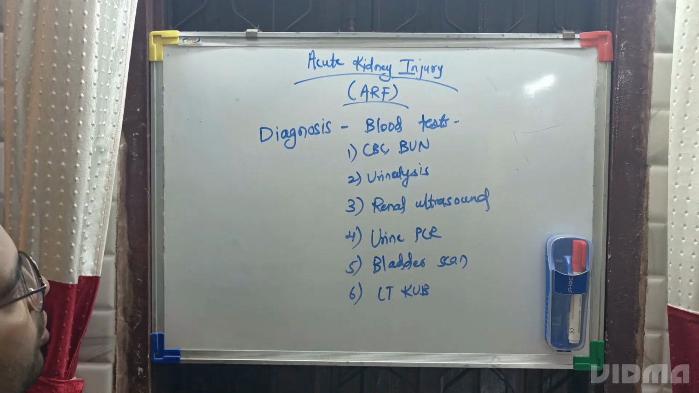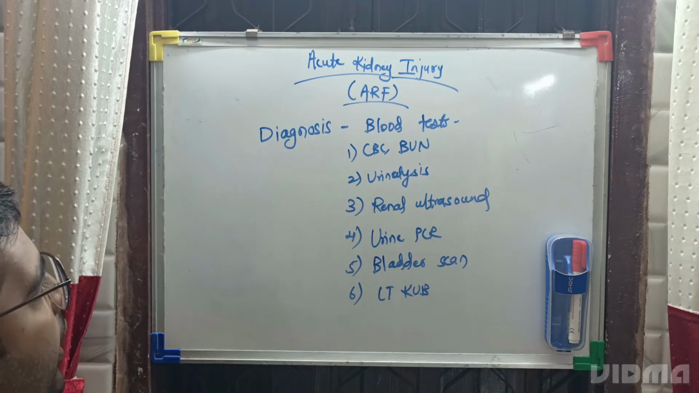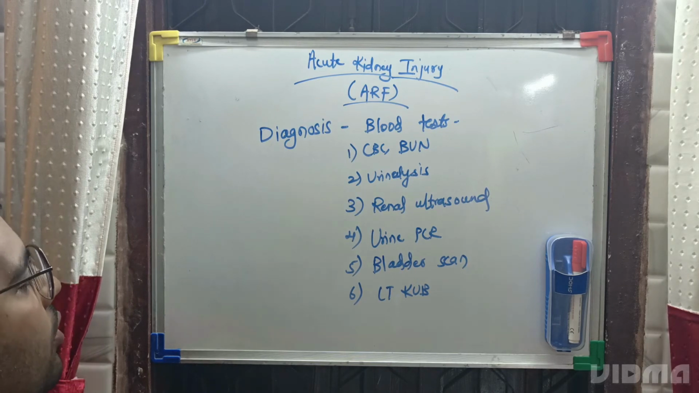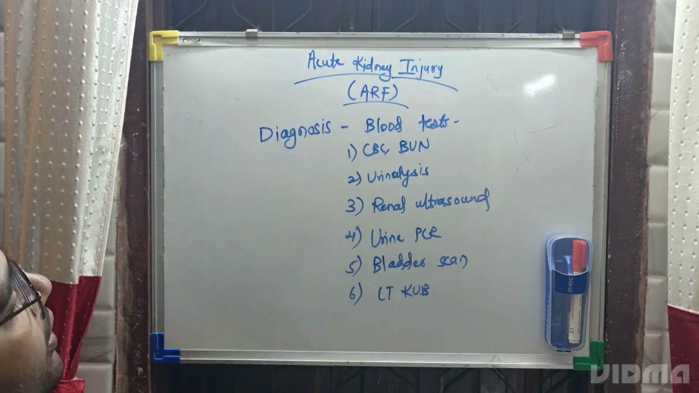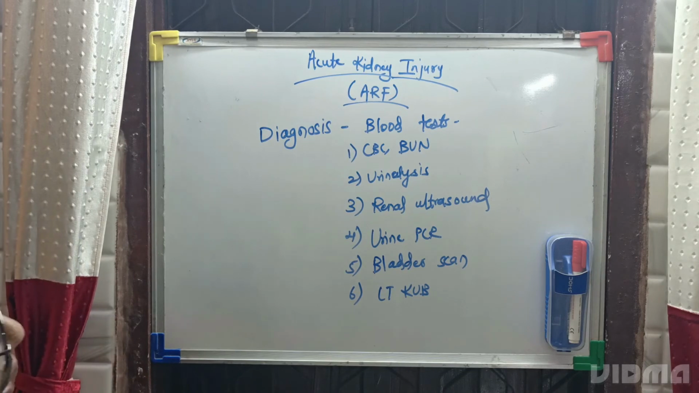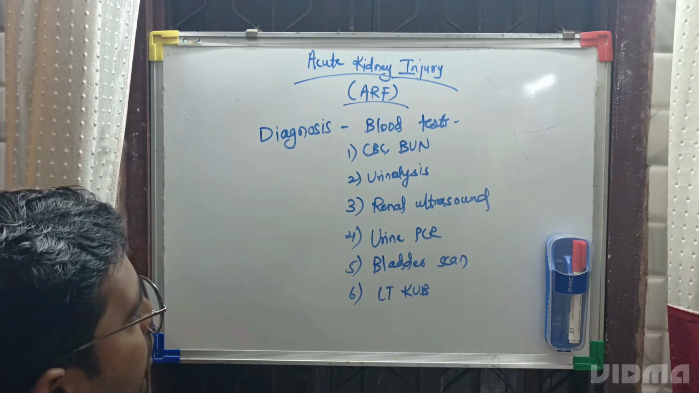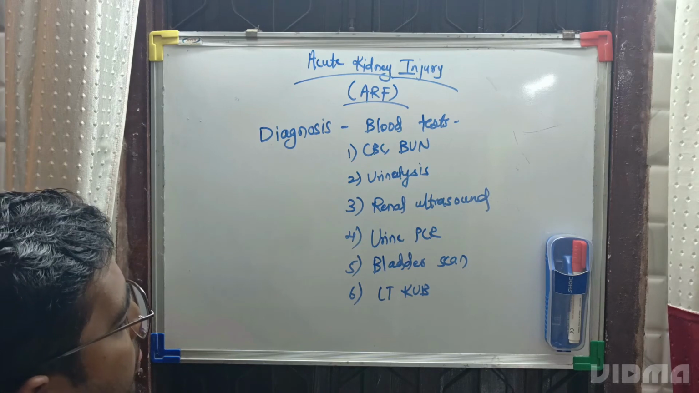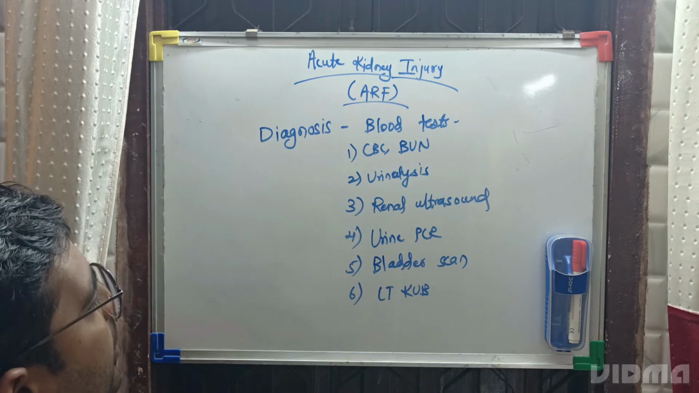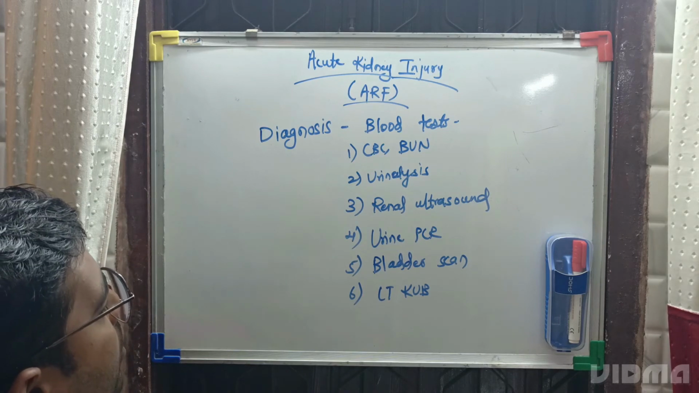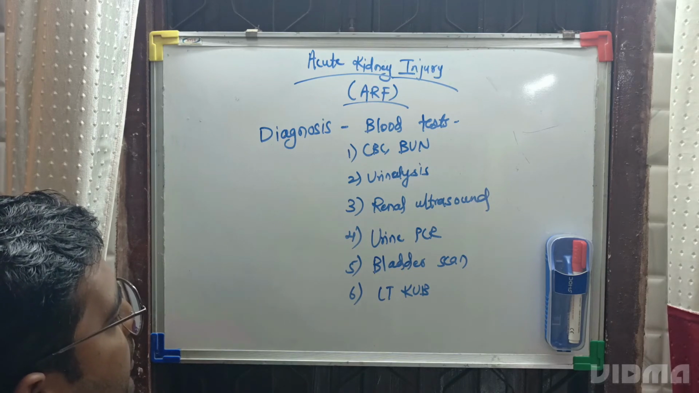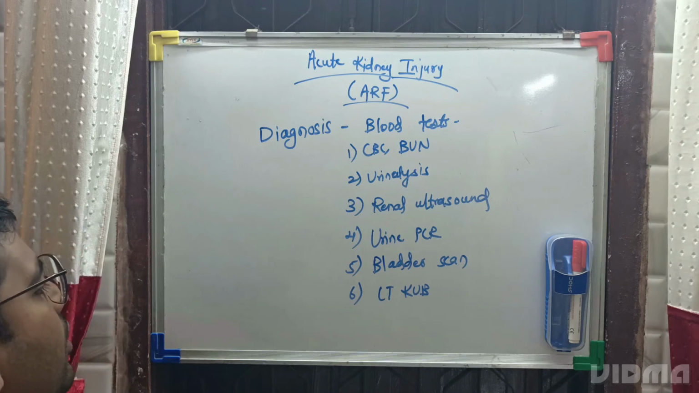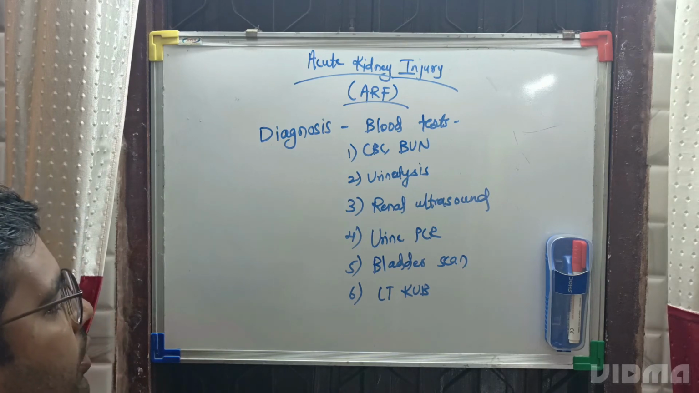Now we will focus on the diagnosis of acute kidney injury. The first one is blood tests: the CBC, the complete blood count, and the BUN, which is the blood urea nitrogen. The second is urine analysis. The third one is renal ultrasound. The fourth one is urine PCR. The fifth one is a scan, such as a bladder scan. And the sixth one is CT-KUB.